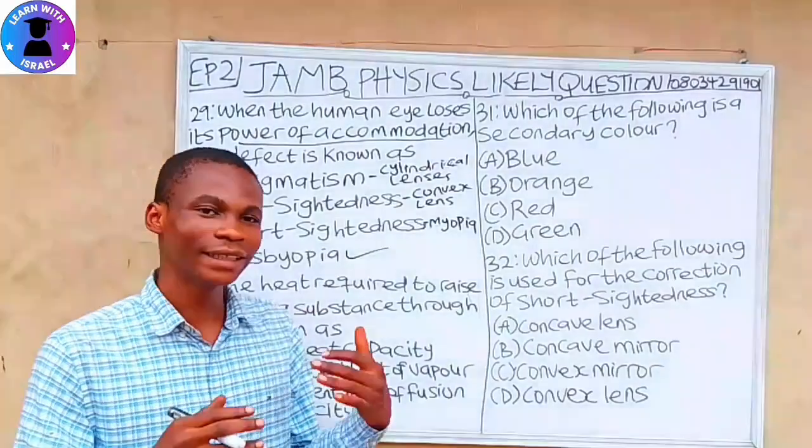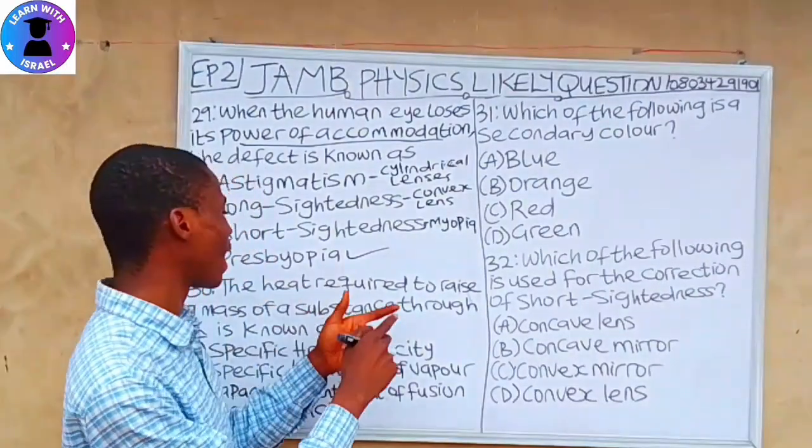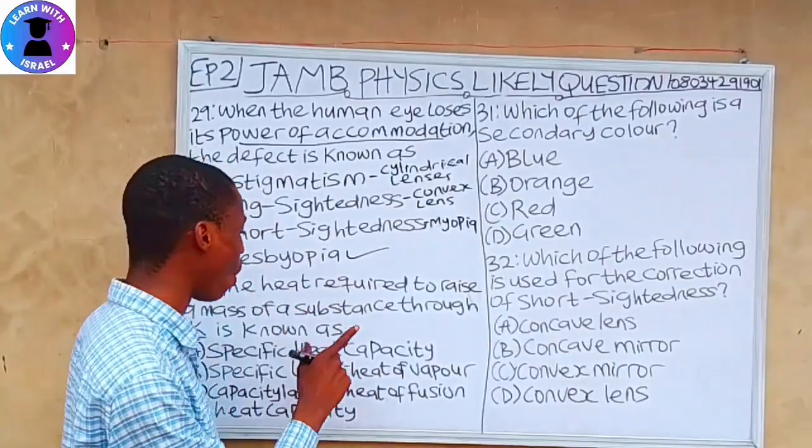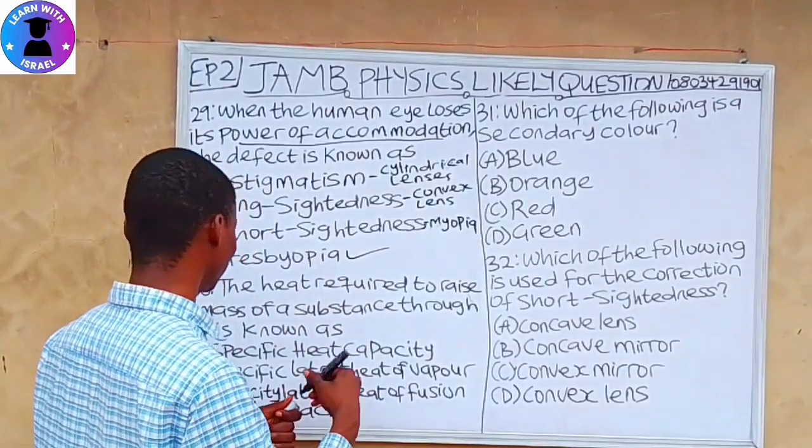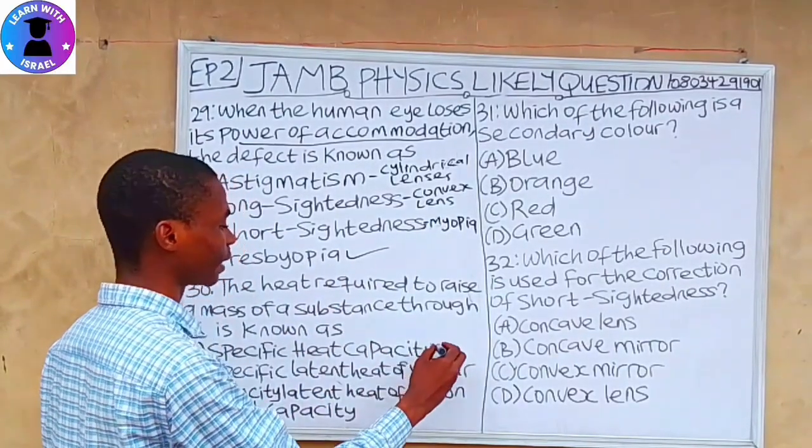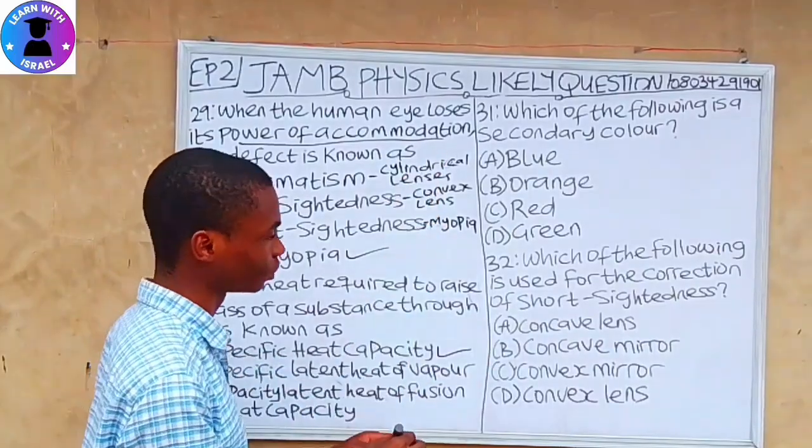So specific heat capacity is the heat required to raise a mass of a substance through 1 K. That is the specific heat capacity. Let's move to the next question.